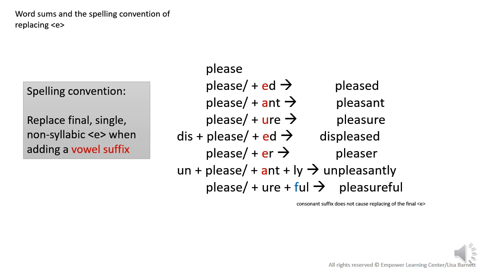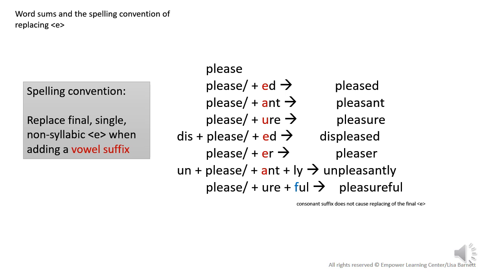You can add a prefix to pleased and get displeased. Adding an ER replaces the E, and you get pleaser. And unpleasantly: adding a prefix and two suffixes onto each other, you get unpleasantly. Then you look at pleasureful. So we had a pleasureful time at the beach today. Not a super common word, but it can be done.